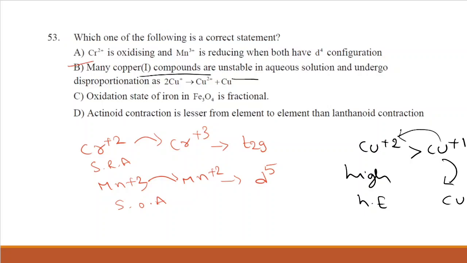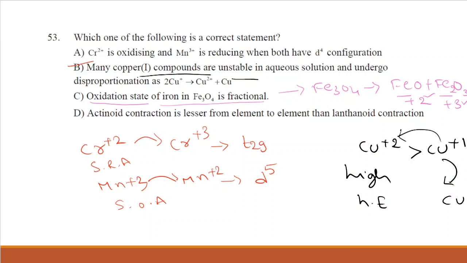And let's check the remaining things also. Here, if we consider the C statement, oxidation state of iron in Fe3O4 is fractional. Fe3O4 is a mixed oxide, a mixture of both FeO and Fe2O3, in which the iron oxidation state is plus 2 in FeO and plus 3 in Fe2O3. So the oxidation states are not fractional, they are plus 2 and plus 3. In fact, the average oxidation state is fractional, but they did not mention average oxidation state. So this statement C also is wrong.